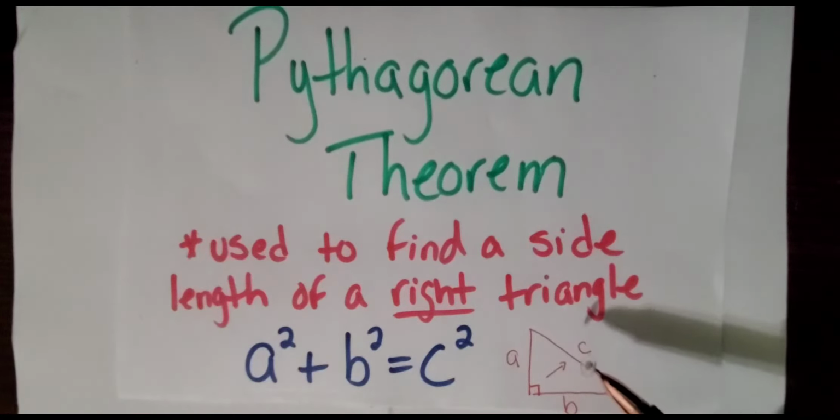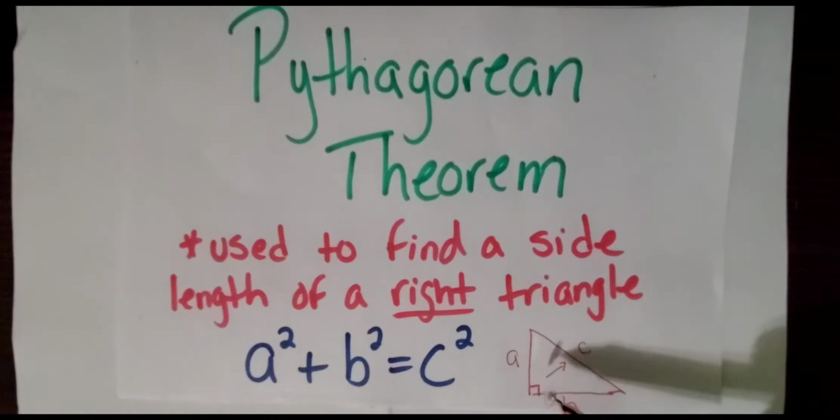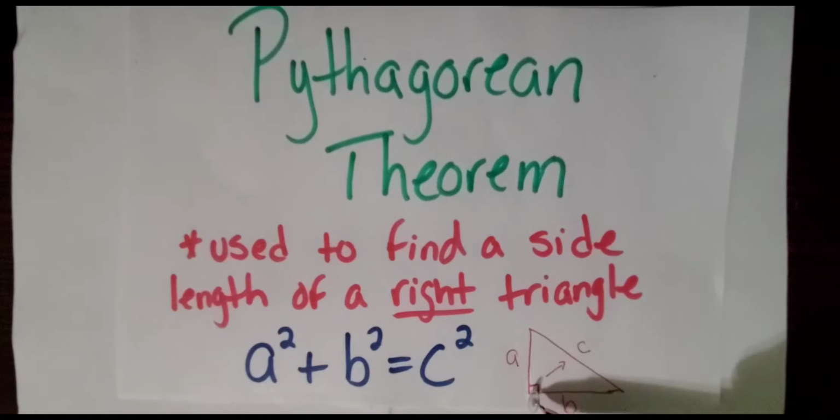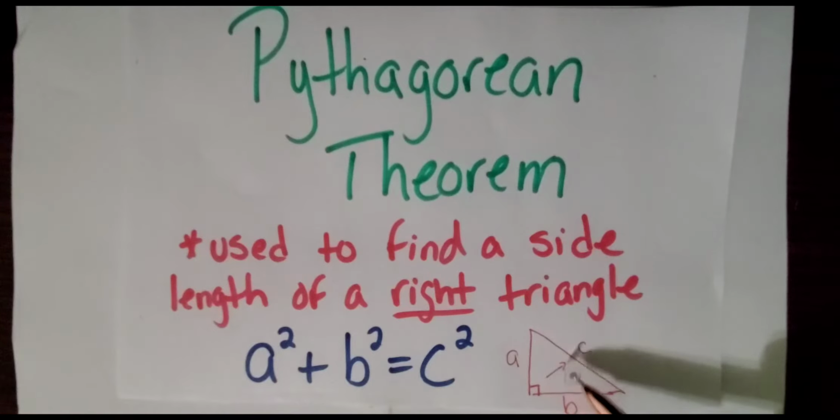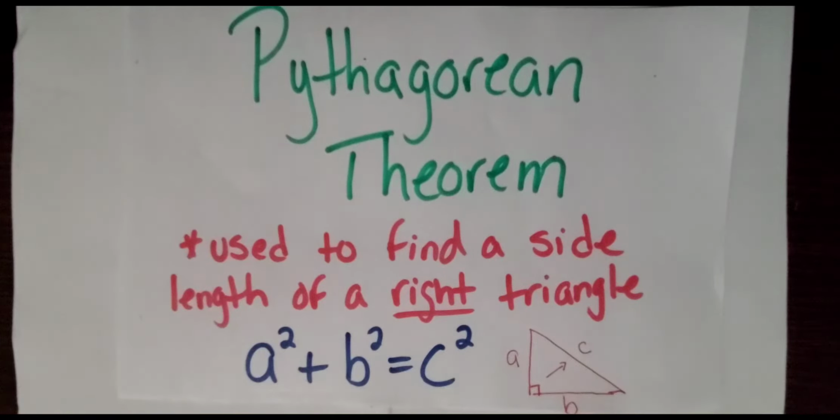So if we look at this diagram of a right triangle here, we have that the two legs of the triangle, which are the sides that make up the 90-degree angle, are identified as A and B, and the hypotenuse, which is the side that's always opposite the right angle, is identified as C. And then we could use this handy theorem to find a missing side. But you have to have two of the sides of the triangle known in order to find the third side.